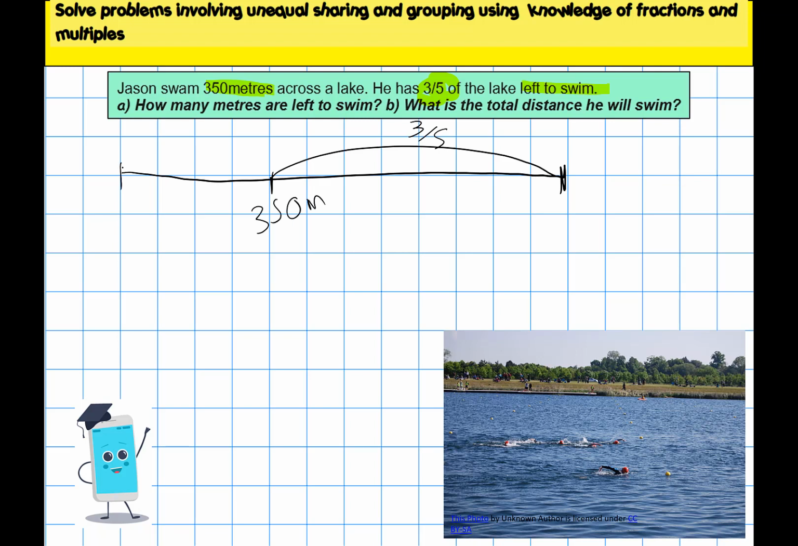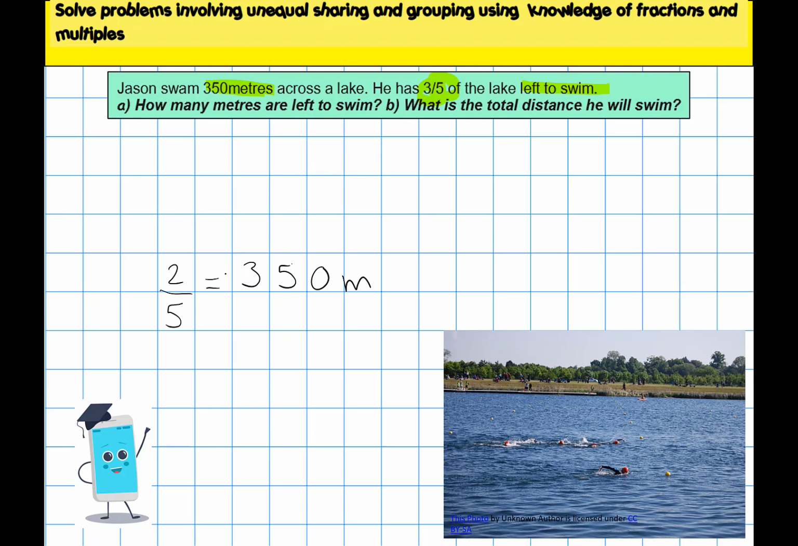So what can I say about this fraction here? If he's got 3/5 left, what fraction has he already swum? If you've seen it and you think you can pause and go ahead independently, then do so. So he had already swum 2/5. So from using this information about what he had left to swim, I can figure out that 2/5 of the lake was 350 metres.